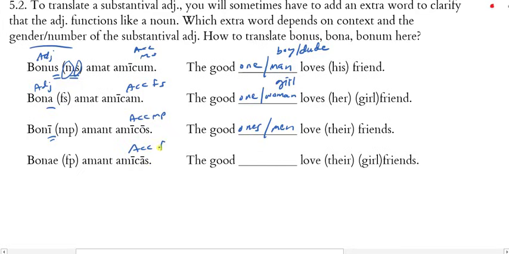Here, amicas is accusative feminine plural, so that's the direct object. Someone loves their girlfriends. And then bonae is feminine plural nominative. And so who does the loving here? A feminine plural group that are being described using substantival adjectives. I could say the good ones, or the good women, or maybe the good girls, right? Love their girlfriends. So, this is the sort of extra words you might use when you're translating a substantival adjective.